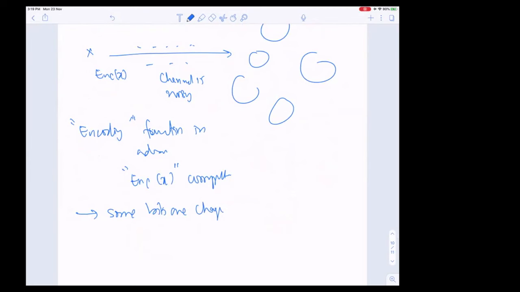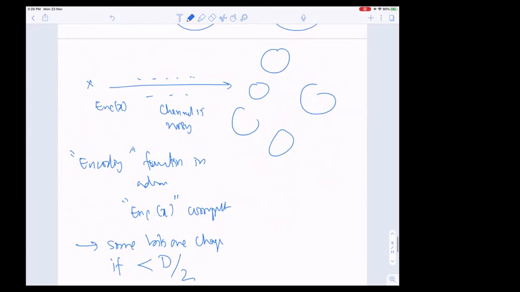Okay, but notice that if the number of bits that are changed is strictly less than d by 2, then I can correctly map it to the encoding of x, right? Because these are disjoint balls. So if the number of items which get corrupted is strictly less than d by 2, because I know my encoding function, what will happen?